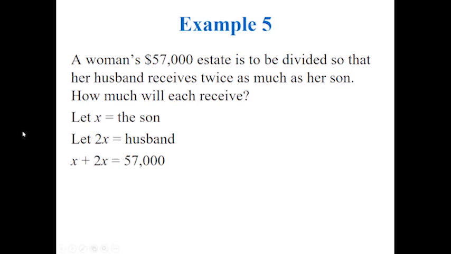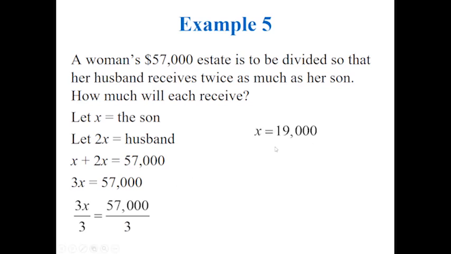Combine like terms on the left. 1X plus 2X is 3X. 3X equals 57,000. To get the X by itself, we need to get rid of multiplying by 3. So we divide both sides by 3. 57,000 divided by 3 is 19,000.